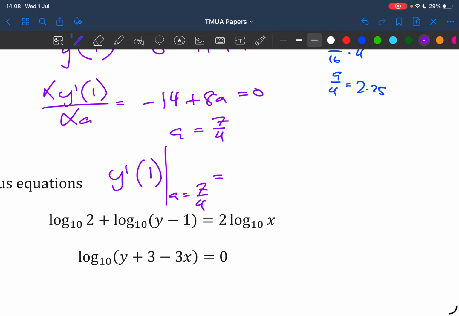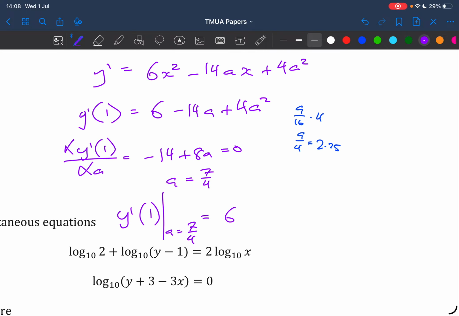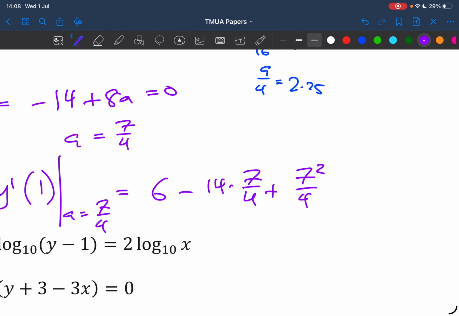7 over 4. So plugging that back in there, we're going to have 6 minus, we still have the 14 times the 7 over 4, plus 4 times, well, it's going to be 7 squared over 4 squared, so it's just going to be like 7 squared over 4, and then I'll get rid of that 4 there straight away. That looks good. Again, I'll make everything over 4.